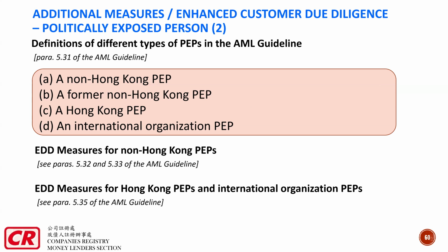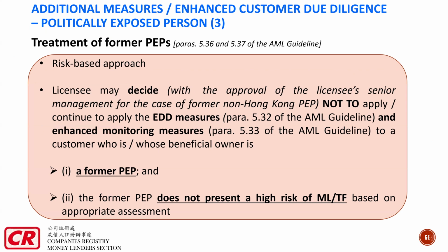For the EDD measures that are applicable to non-Hong Kong PEPs and also the Hong Kong PEP and international organization PEP, please refer to our guideline. For the treatment of former PEP, again, it is on a risk-based approach. If the licensee, after proper assessment, considers that the former PEP does not represent a high risk of money laundering and terrorist financing, then the licensee may decide not to apply or continue to apply the EDD measures or enhanced ongoing monitoring measures to these former PEPs.